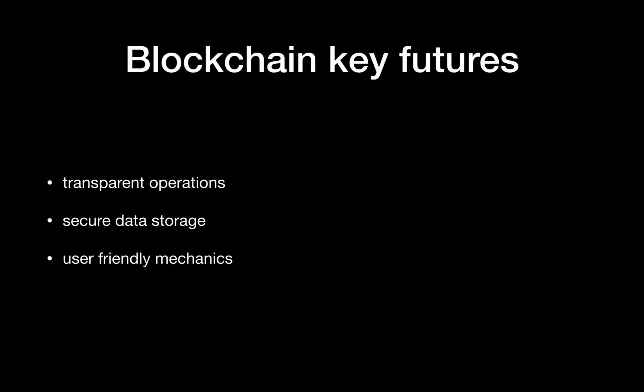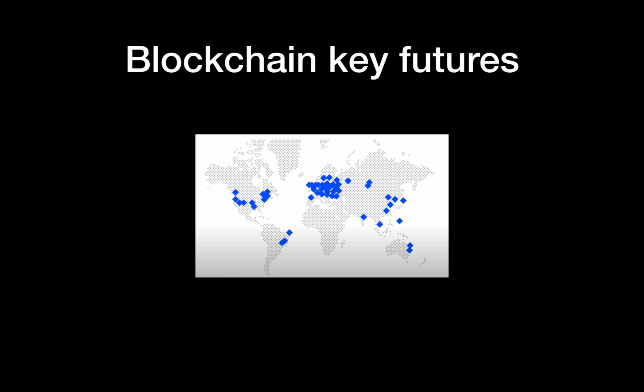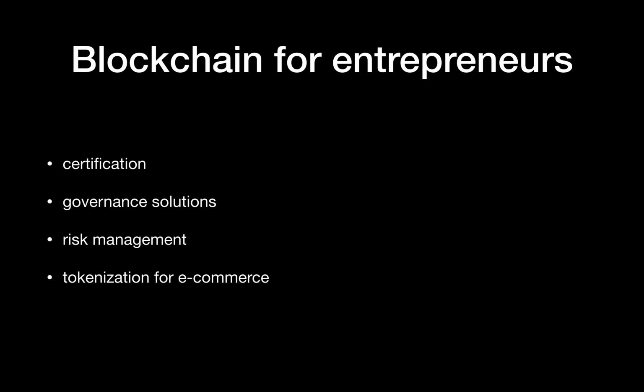First, transparent operations, then secure data storage and user-friendly mechanics, so you can easily transfer some assets or easily store some data in blockchain. That's a secure way of data storage because the data is stored all over the world, as you see on the map. That's a map of Waves blockchain nodes. As you see, more than 300 computers at the same time store the same data all over the world, so it's a very secure way to store the data.